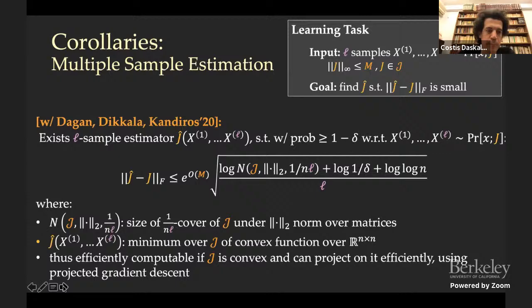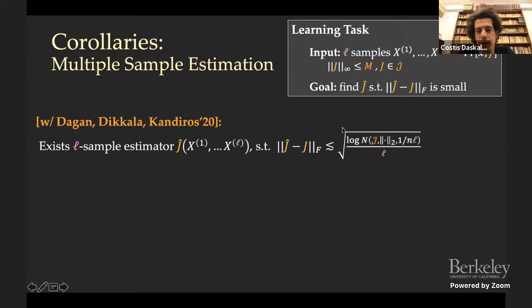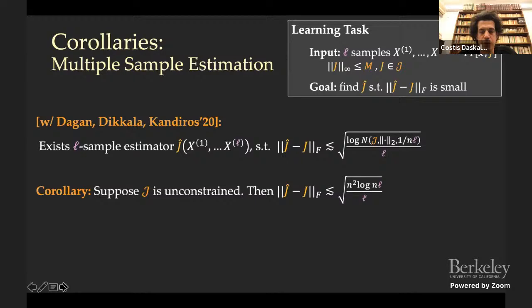All right, so again, let's see some corollaries of this thing. Again, I dropped this exponential dependence in M, and I dropped the log 1 over delta and log log N. So let's consider what happens if I place no constraint at all on J. Then J is unconstrained, and what you get is a Frobenius bound of n squared log n L over L.